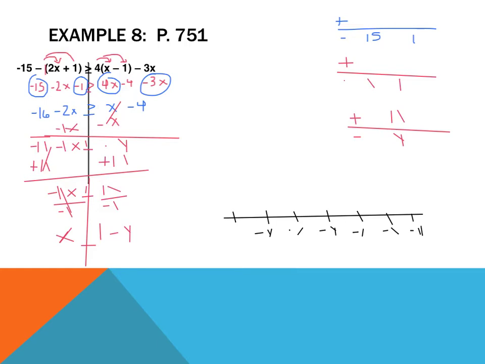Okay, so less than or equal to is brackets shaded to the left. Okay, so my interval notation would be negative infinity to negative 4.